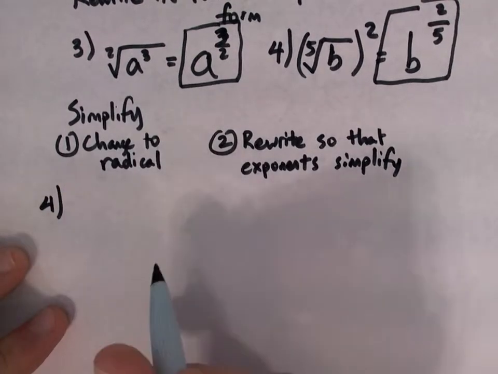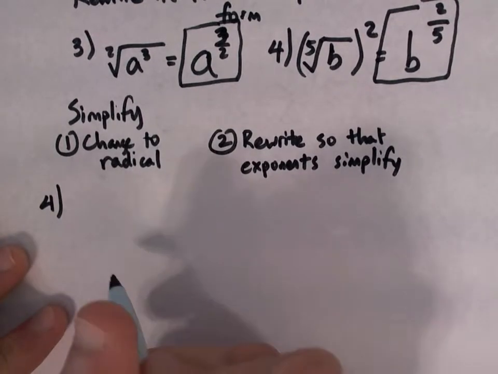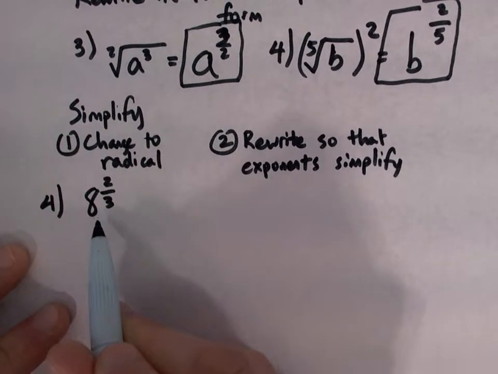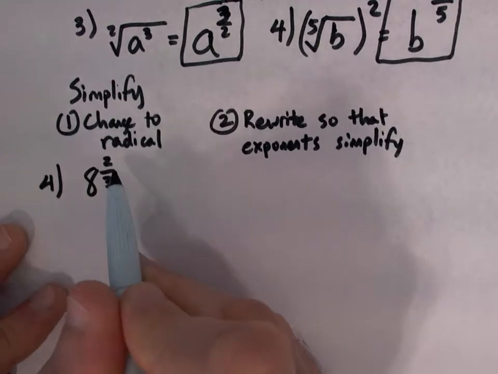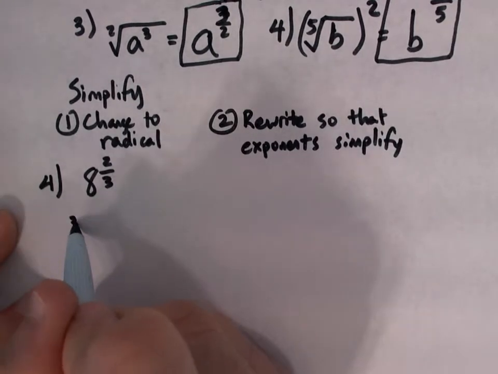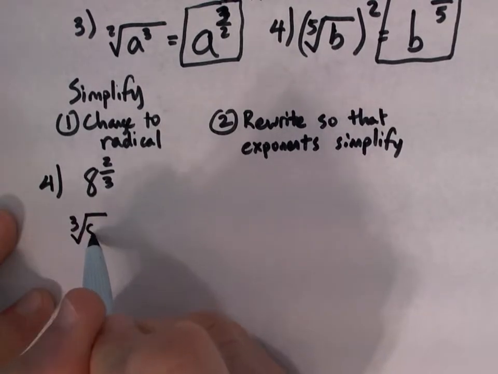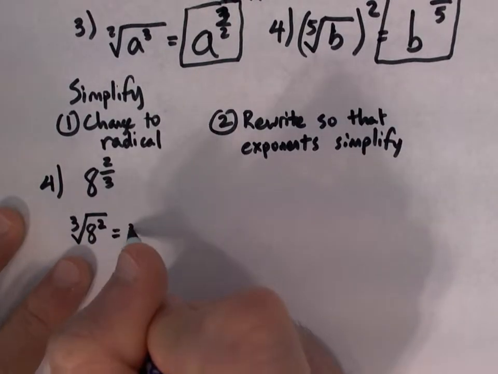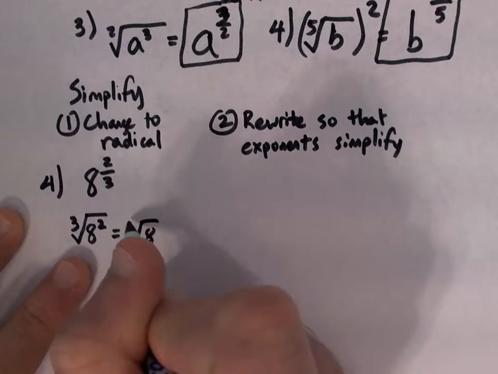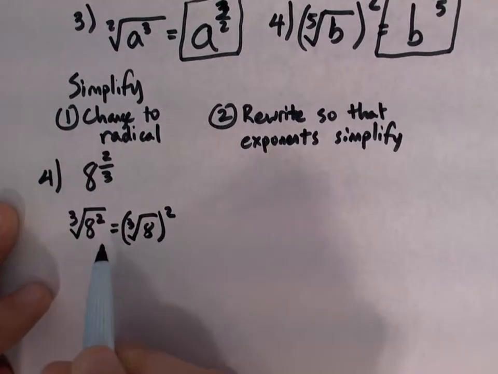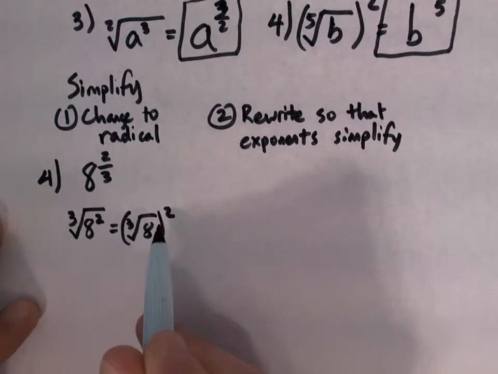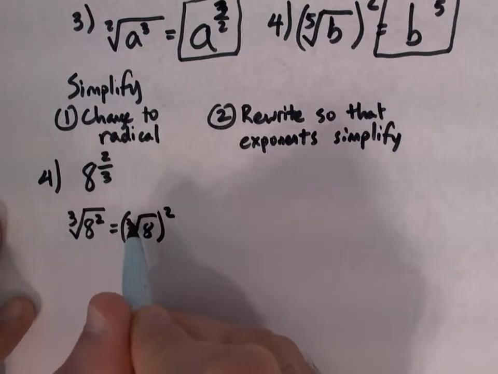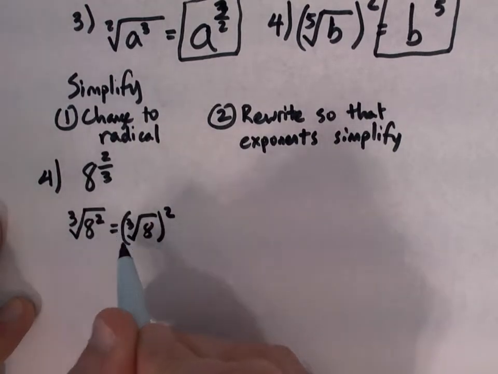So let's simplify. For example, let's do 8 to the 2/3. So method 1, I could change it to radical form. So that's the cube root of 8 squared, right? Or I could write that as the cube root of 8, squared. Either way, remember the 2 can go on the inside or the outside. It doesn't matter. You could either get the cube root of 64 or the cube root of 8 squared. I think this one is usually a little bit easier to work with.